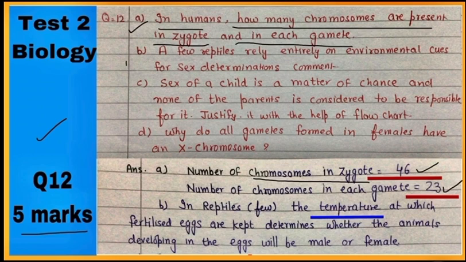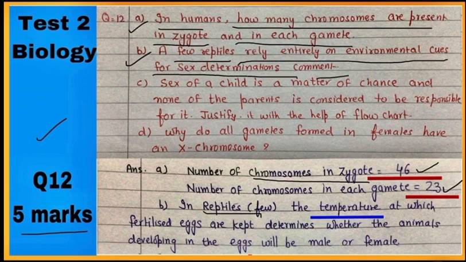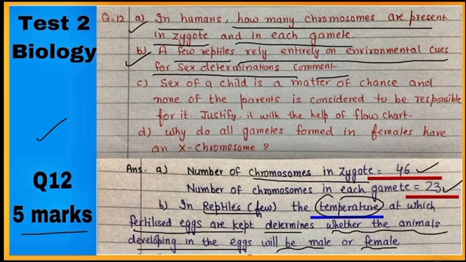Question number 12, part B, a few reptiles rely entirely on environmental cues for sex determination. Comment. In few reptiles, the temperature at which the fertilized eggs are kept determines whether the animals developing in the eggs will be male or female. So, temperature decides the sex of the organism in few reptiles.